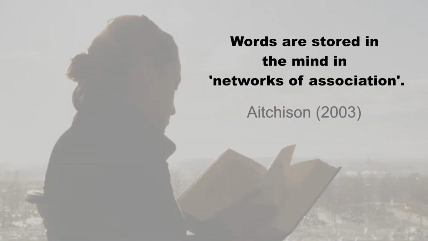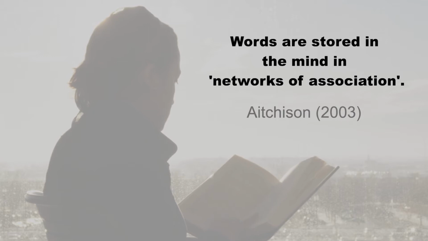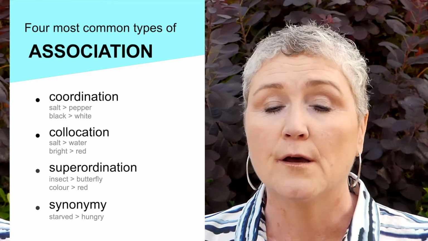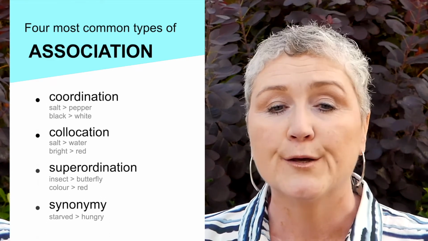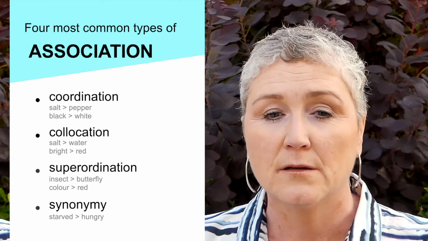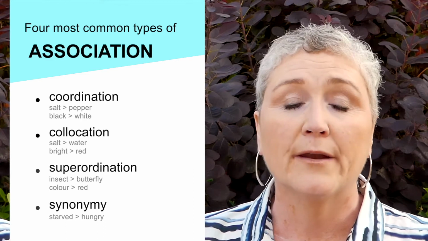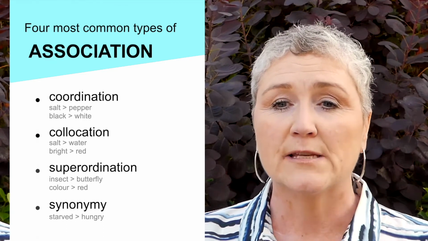An individual word fits into a complicated system of language. Words are stored in the mind in networks of association, according to Aitchison, 2003. She reports that the four most common types of association are coordination, collocation, superordination, and synonymy.